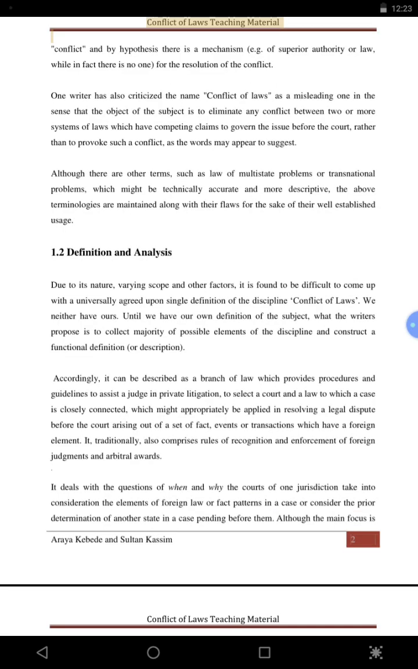Conflict of laws teaching material. Araya Kabid and Sultan Qasim. 2. conflict, and by hypothesis there is a mechanism, e.g. of superior authority or law, while in fact there is no one, for the resolution of the conflict.